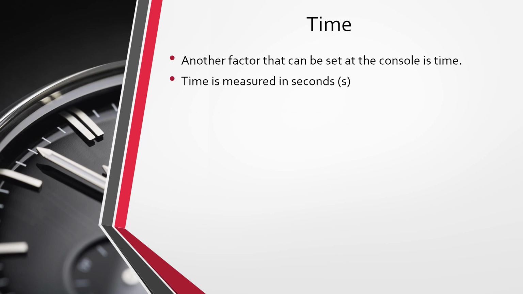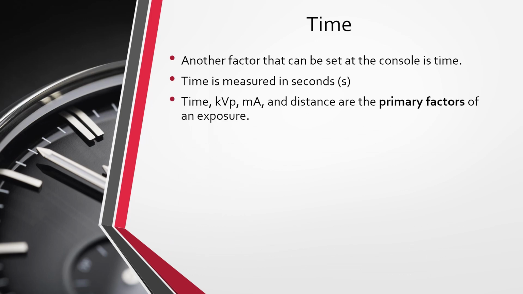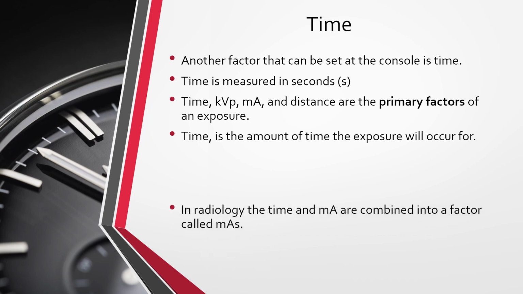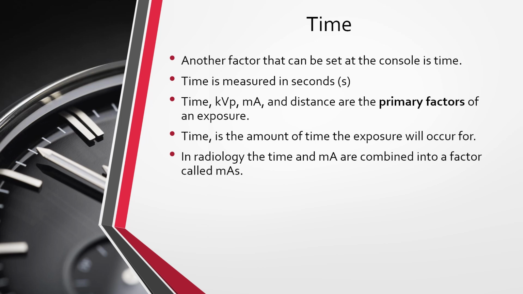The other parameter is time. That's another factor that can be set on the console. Time is measured in seconds, the base unit of time. Time, kVp, mA, and distance are the primary factors in an exposure. Time is the amount of time the exposure will occur for, so how long the exposure will take. In radiology, the time and the mA are combined into a factor that's called mAs. So we can combine mA and time, and we refer to it as mAs, which is milliamperage seconds. The greater the mAs, the greater the exposure.